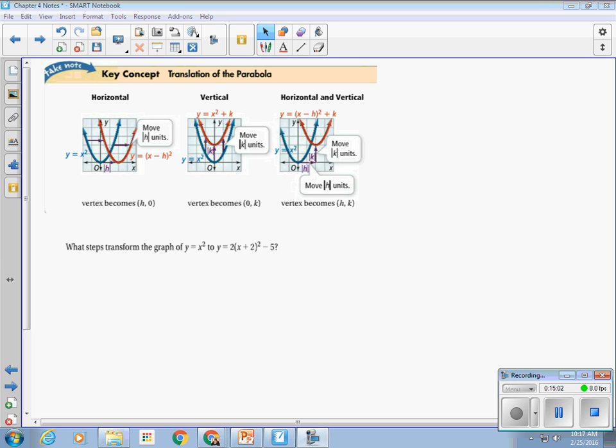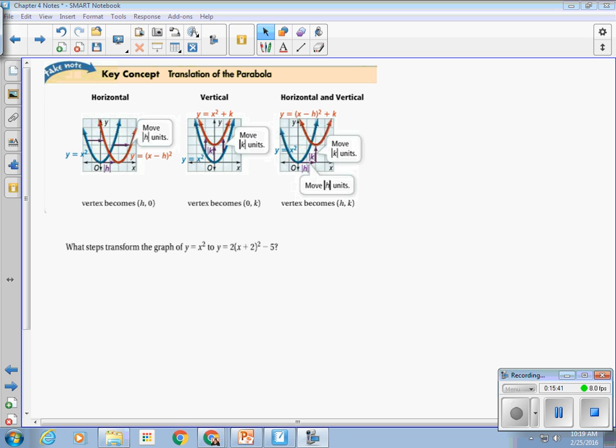When I shift it horizontally, my vertex becomes h comma 0, so whatever the opposite inside these parentheses is becomes the new x-coordinate of my vertex. If I want to move it vertically, I just add to the squared function, and my new vertex becomes 0 comma k, so whatever I'm shifting up or down. And if I add those together and have a vertical shift and a horizontal shift, then my new vertex becomes h comma k. And we bring it all together.